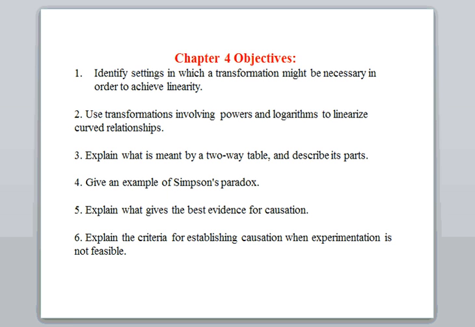For chapter 4, the overall objectives we've got are: identify settings in which a transformation might be necessary in order to achieve linearity. Use transformations. So we're going to be working with powers and logarithms. What is a two-way table? How do we describe it? What is Simpson's paradox? What's the best evidence for causation? And explain the criteria for establishing causation.